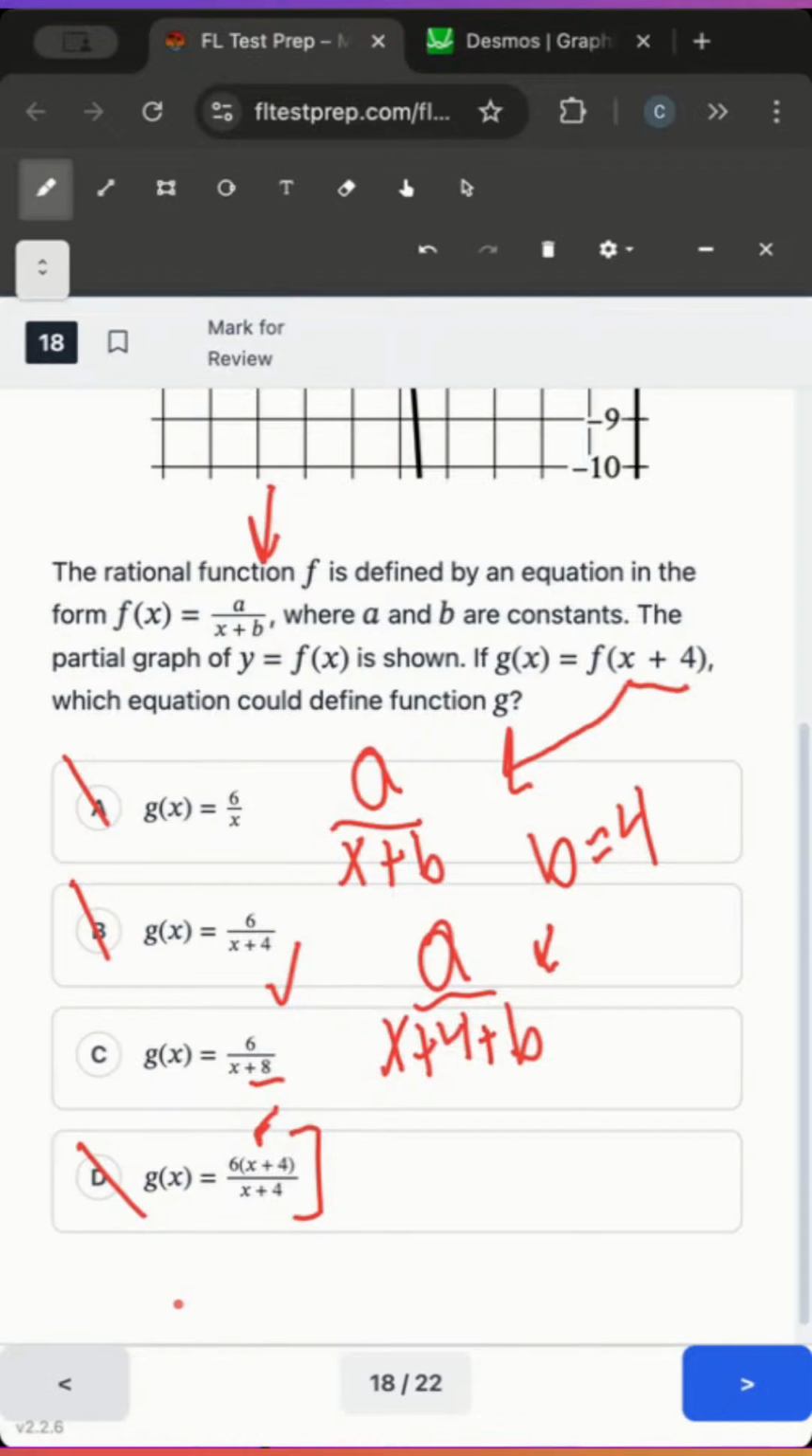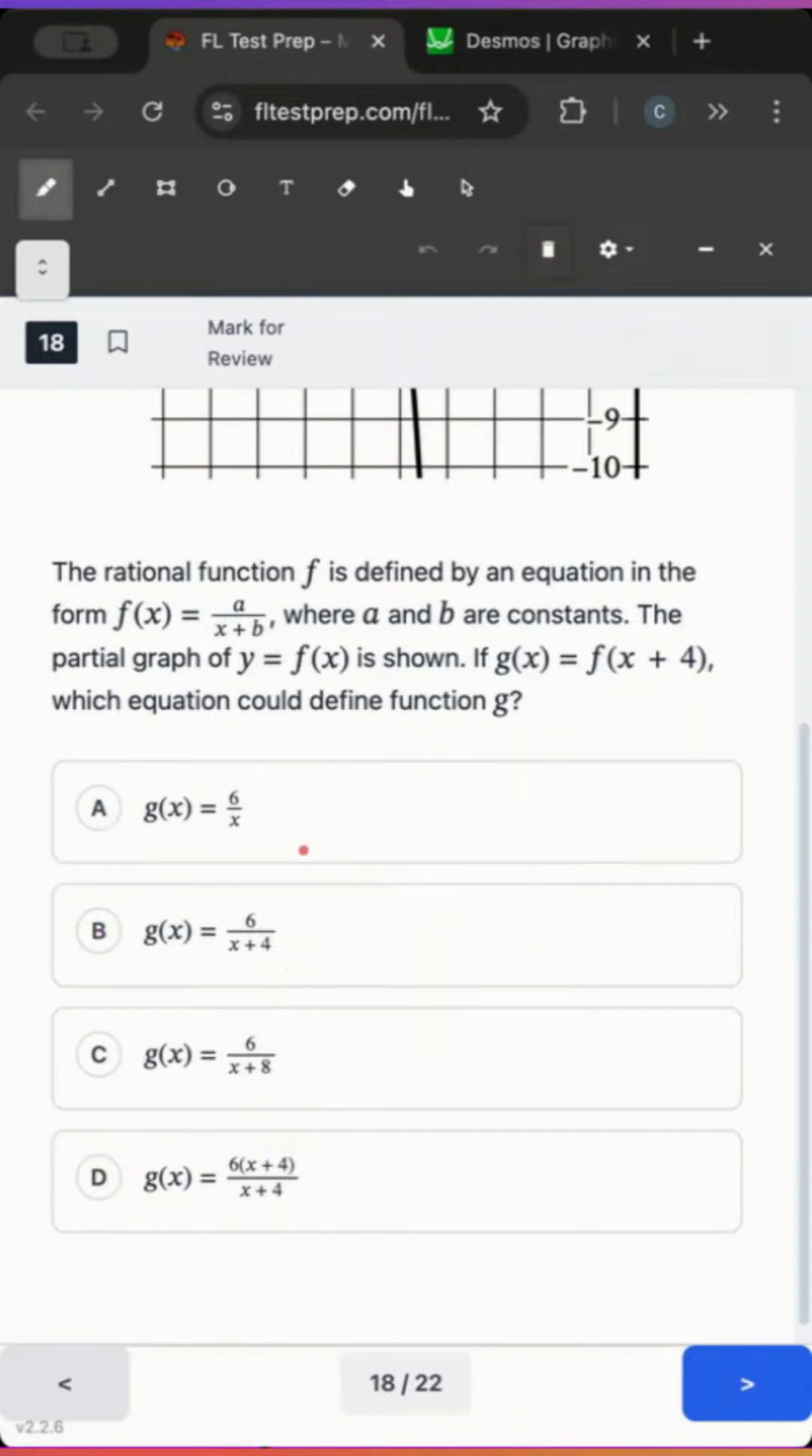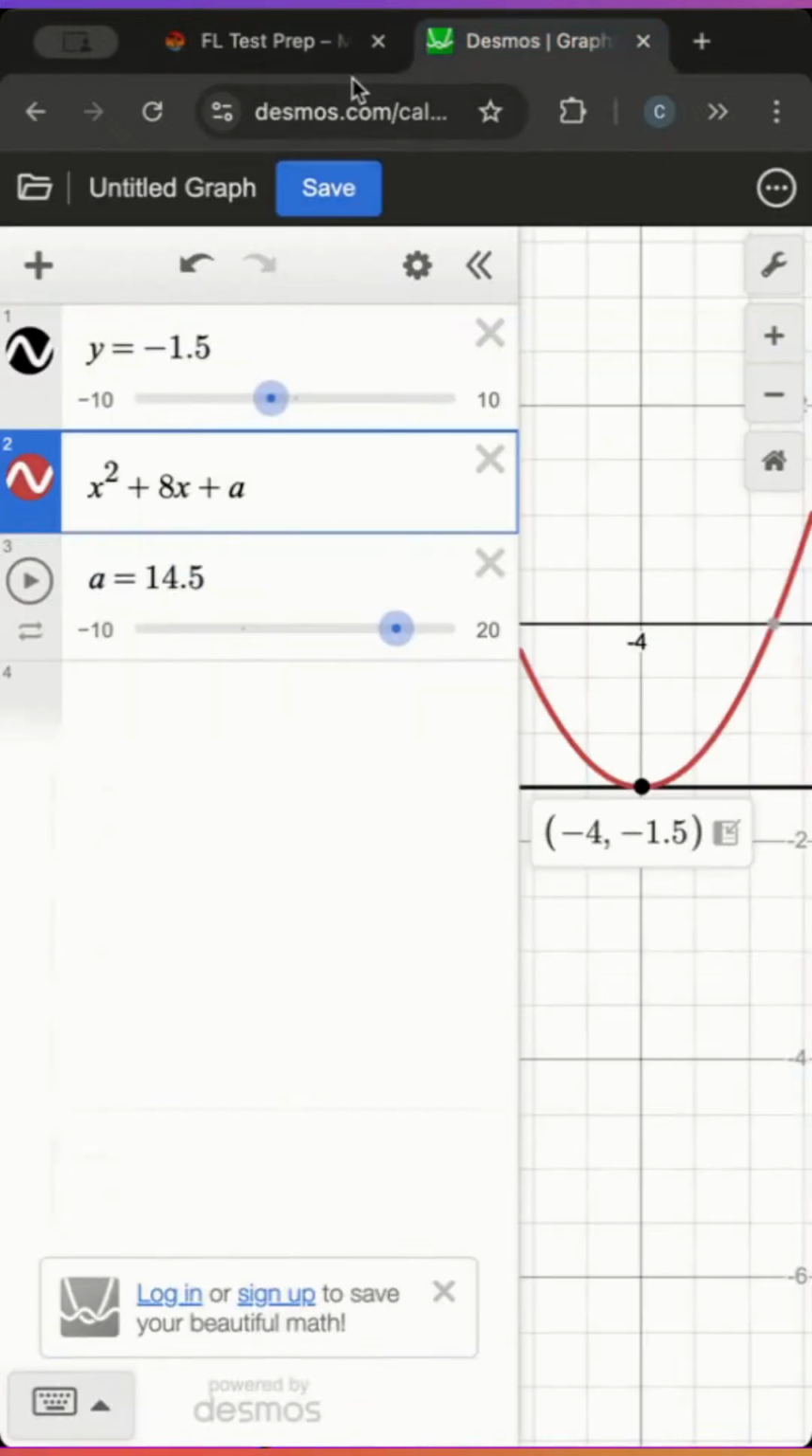But if you're like me on the test, I like to double check. And so here's how I would do it. So if I choose C, it basically tells me that this original equation is going to be A.